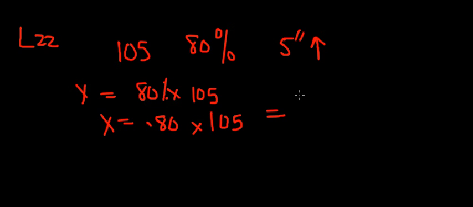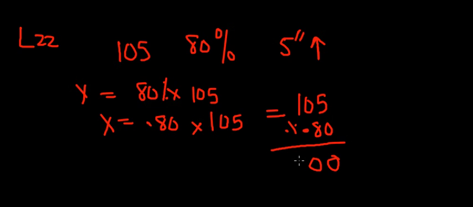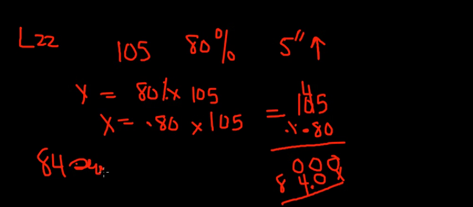And then to do that, I'm going to take 105 times 0.80. That's 0, 0, 0, 0, 4, 4, 8. I have to go over 2 decimal places. That looks like 84. Okay, so 84 people are 5 foot or taller.